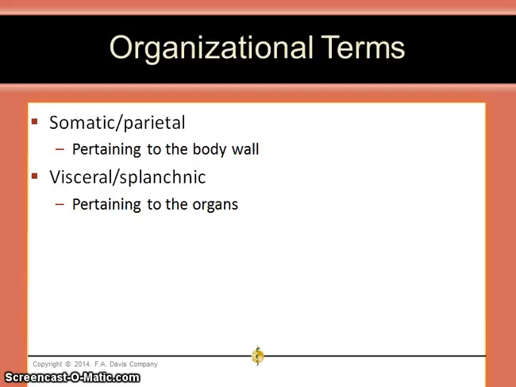The term somatic or parietal pertains to the body wall. Some examples of somatic structures are the skin, bones, the skeletal muscle, and the wall of the body. The term visceral or splanchnic pertains to the body's organs. Some examples of visceral structures are the lungs, the heart, the glands, the organs of the gastrointestinal tract, etc.